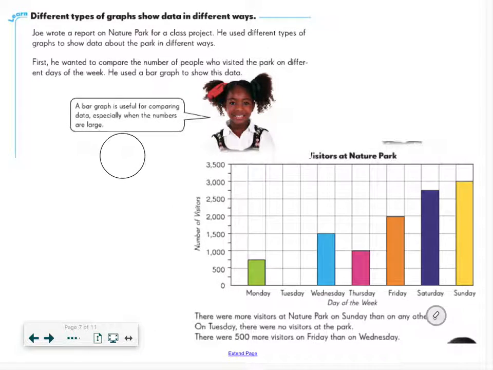I also think that you could use a line graph for this because days of the week are timed. So we could show how the visitors at the park change over time. And we could connect it and make a line graph. But I guess because the numbers are so big that's why they wanted to make it a bar graph. Also, because they're comparing information, so they're comparing Monday to Tuesday to Wednesday to Thursday to Friday, they're just seeing how they're all different. So that would be why you would use a bar graph.